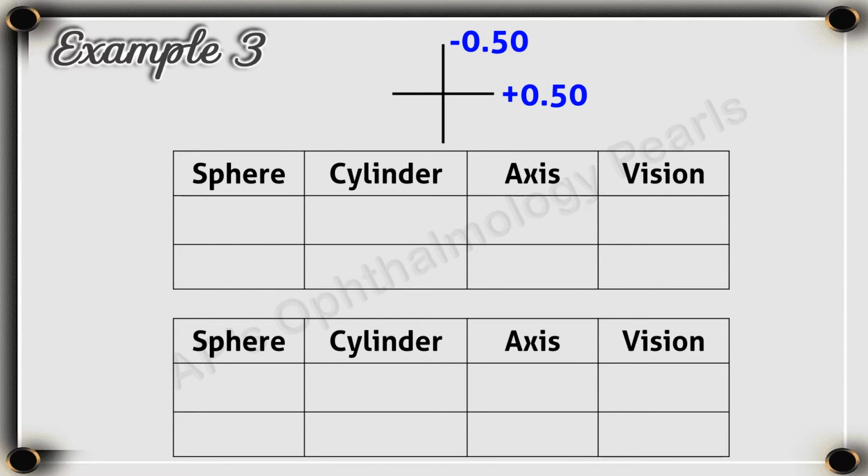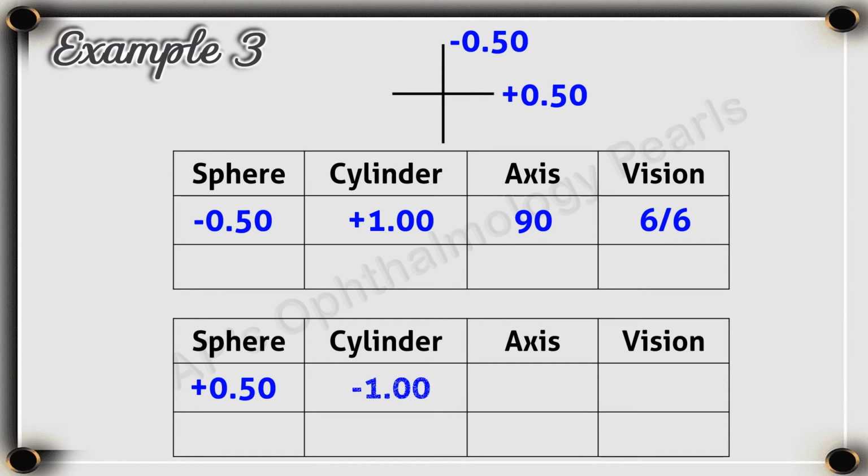One last example. If you get a final value like this for prescription, you may take either value as the sphere. So if you take minus 0.5 as the sphere, this is what you get. And if you take plus 0.5 as the sphere, this is what you get. The second may be more preferable as it is in the minus cylinder form, which is more acceptable to the patient. So that's it for today.